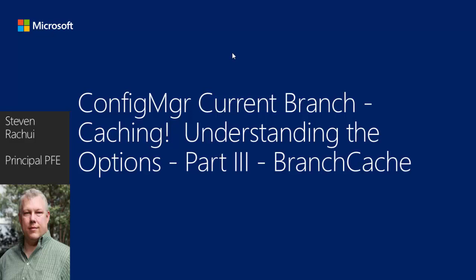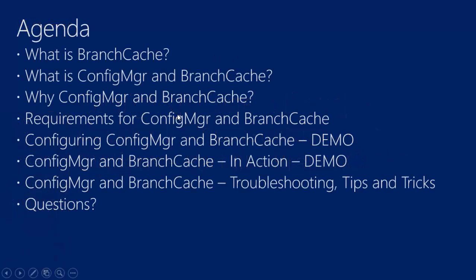Today's discussion is part 3 of an ongoing series focused on caching as it relates to ConfigMgr, understanding the options. Today's topic focuses on BranchCache. Here's the agenda. What is BranchCache? What is this combination between ConfigMgr and BranchCache, and why do we care? What are the requirements for ConfigMgr and BranchCache? Setting up, configuring ConfigMgr and BranchCache, watching ConfigMgr and BranchCache in action. We'll wrap up with a bit of troubleshooting tips and tricks discussion, and we will be done.